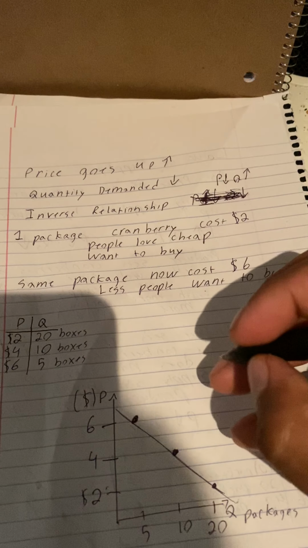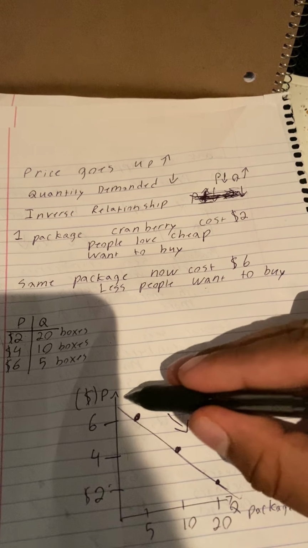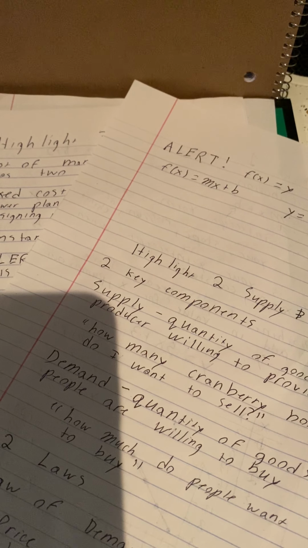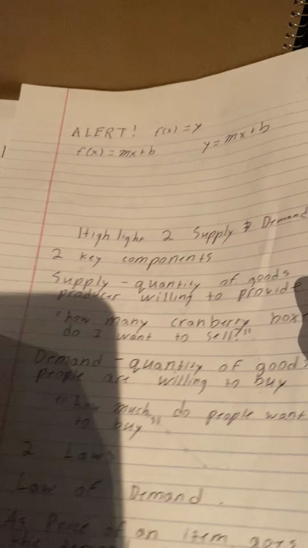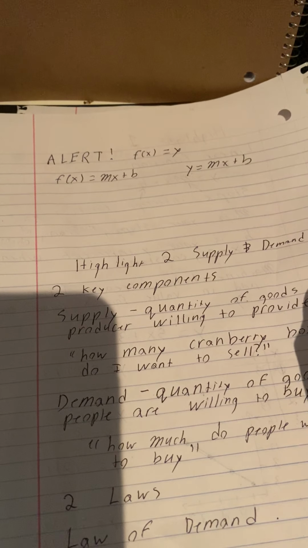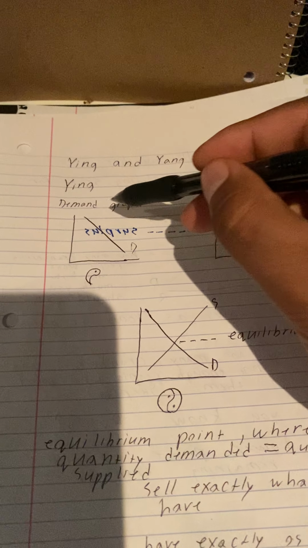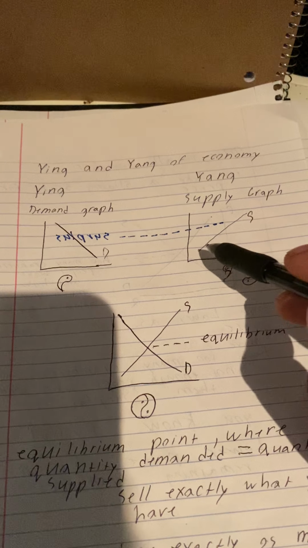In the law of demand, we had a downward trending line. The line is going down. Remember that: law of demand, downward trending line; law of supply, upward trending graph. What's a downward trending graph? Well, it's a graph that's going down. What's an upward trending graph? A graph that's going up.